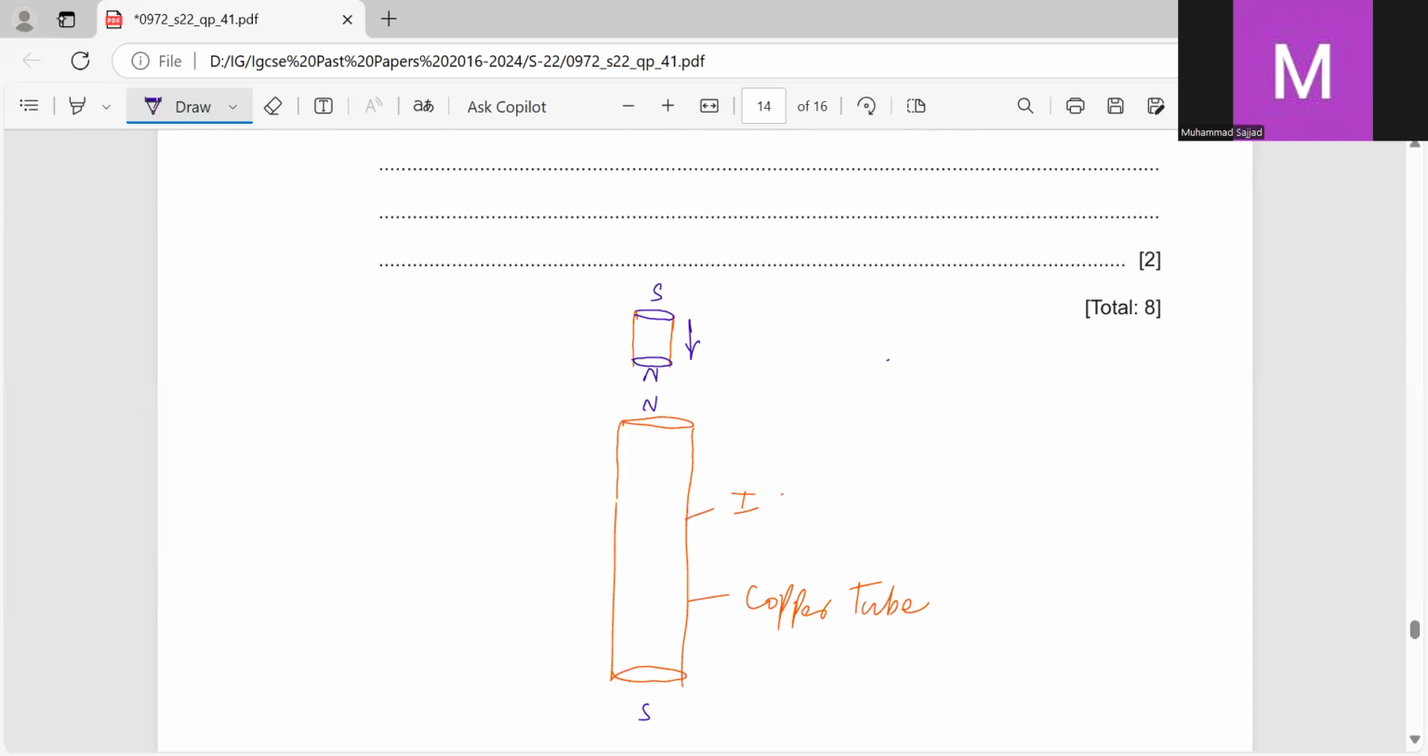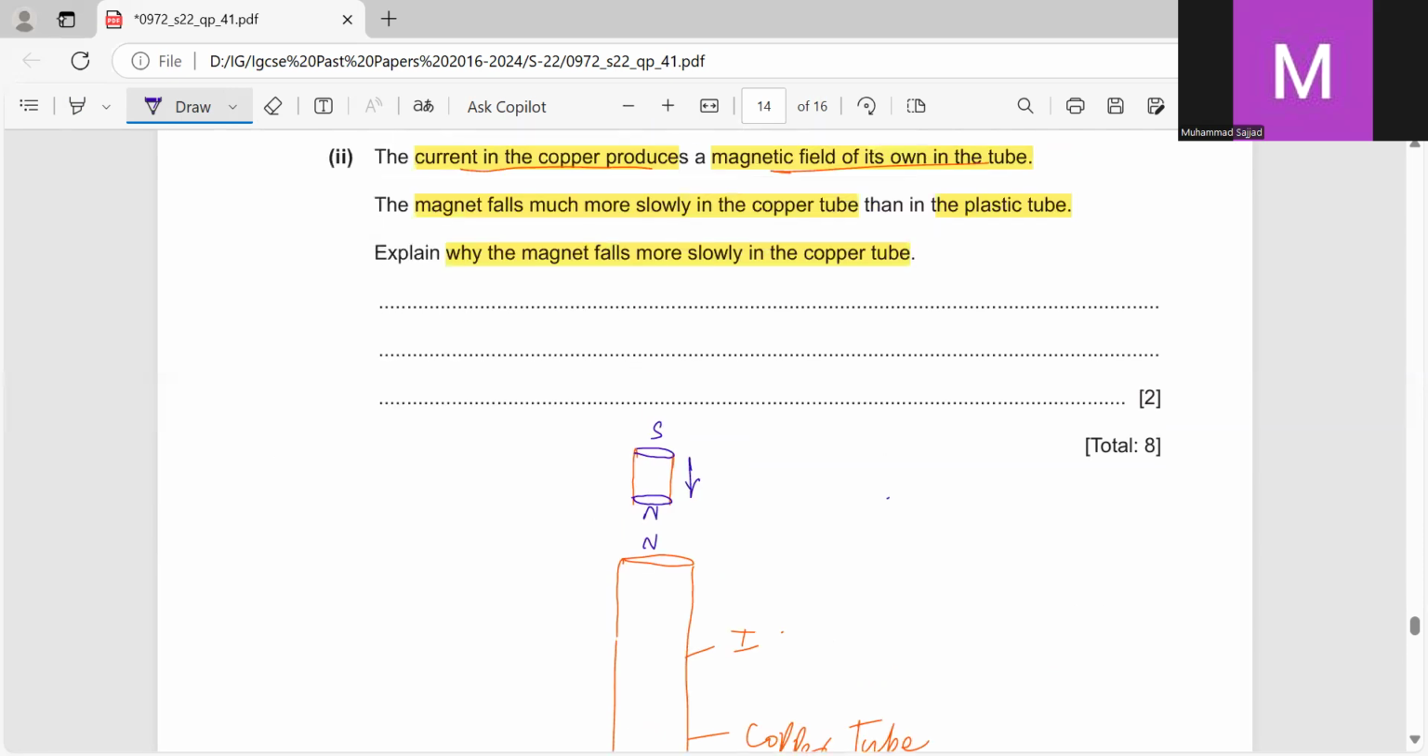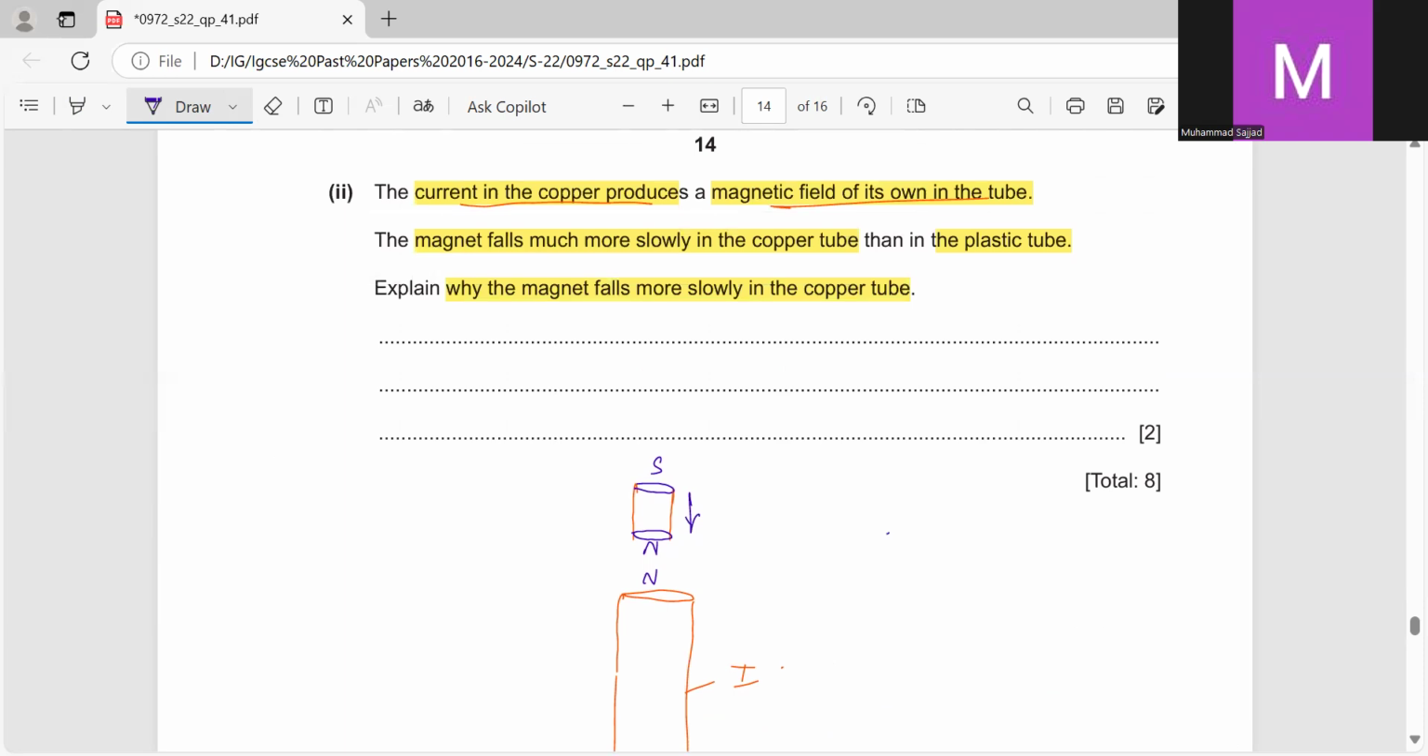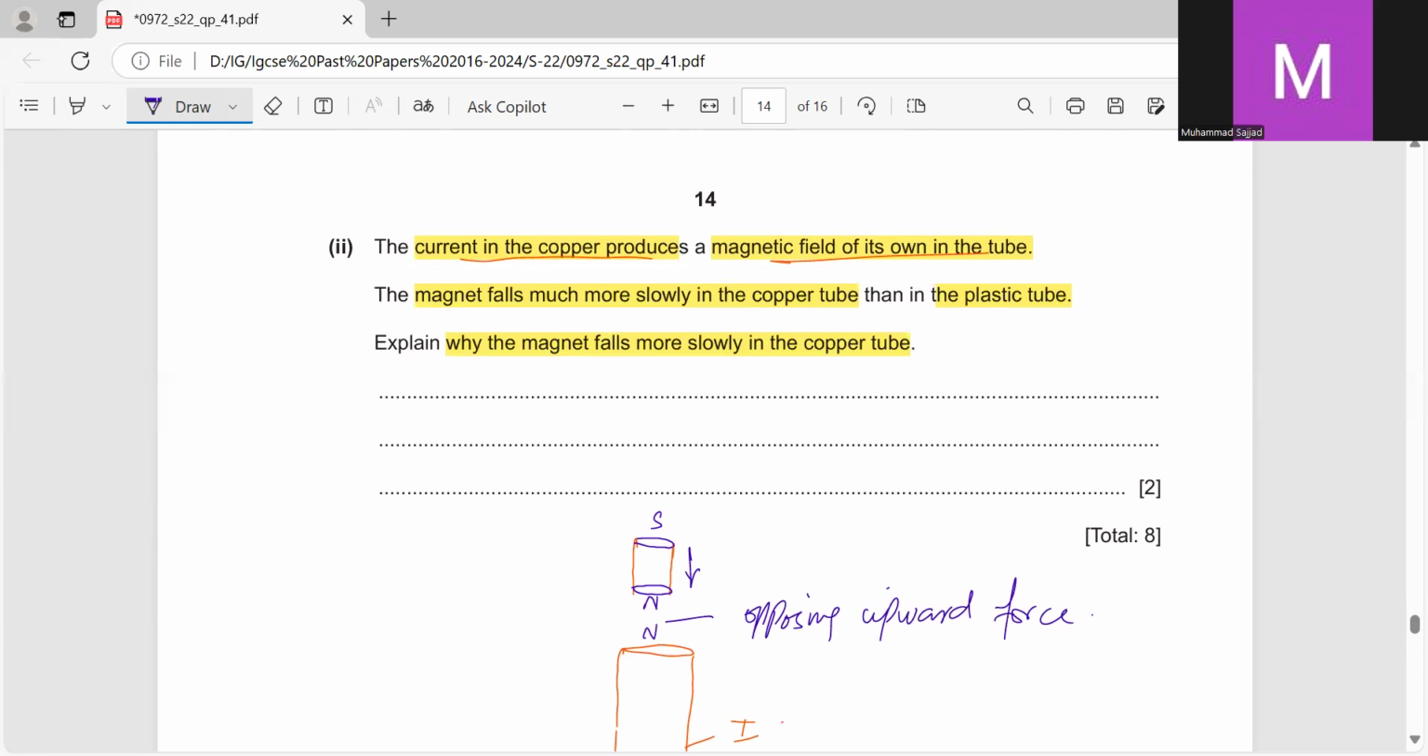So that's why it is moving slowly as compared to the plastic tube, because in plastic tube there is no current induced, as that is an insulator. So if there is no current induced, so there will be no magnetic field of the current. There will be only the magnet of this cylindrical magnet. So my dear friends, what I'm going to write here, the answer, now see, there is an opposing upward force. And that's why it is falling down slowly.